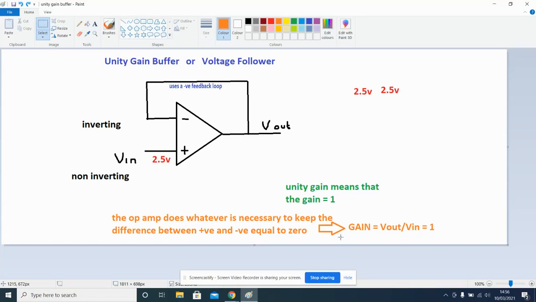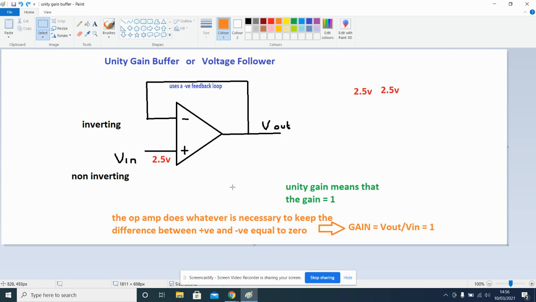You may see this diagram in the exam. They'll be talking about what's called a unity gain buffer or a voltage follower. In its essence, it's used to supply a high current on the output when you have an input that can only supply a small current. A buffer circuit prevents the output from loading the input.